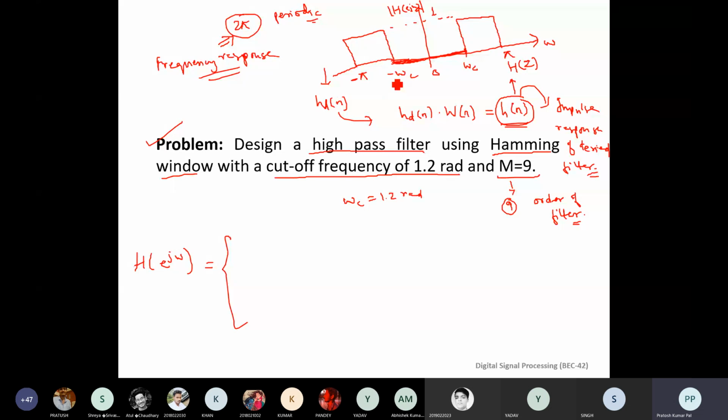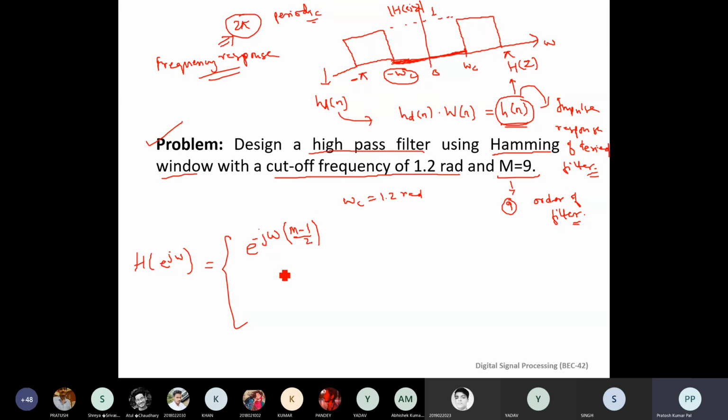From there, omega c is given, and the magnitude is defined by e to the power minus j omega, where omega is the frequency, times m minus 1 divided by 2, because it is linear phase. This is the generalized form of a filter, whether high pass or low pass.